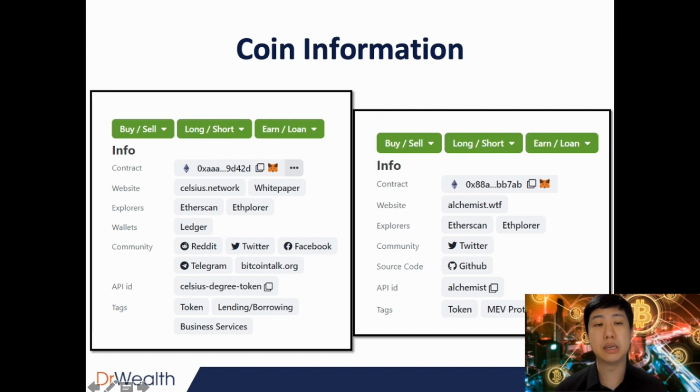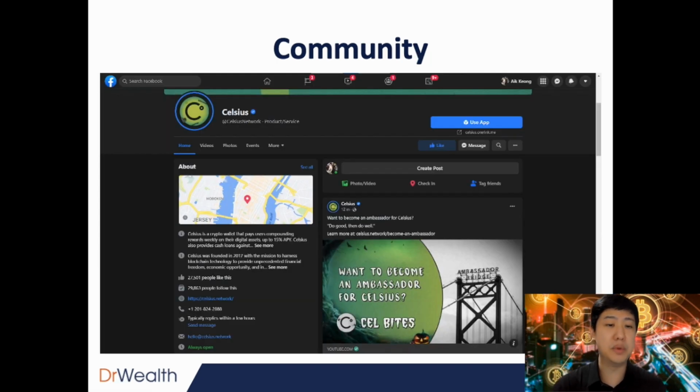But you have to remember, Celsius was established in 2018. They have already been 3 years in the crypto industry. But for Alchemist, it's just been around for the past 6 to 8 months. They just launched this year in March. Therefore, they have a smaller team that is not able to handle so many avenues of community or marketing or PR. So let's take a look at some of the communities as we move on to the next point.